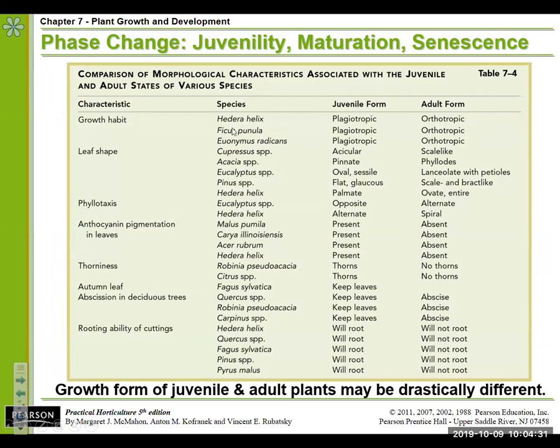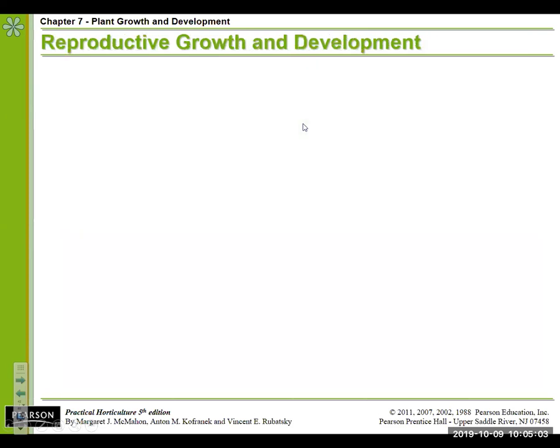Here's just a table looking at how these different growth forms change in different species of plants. And here we're looking at, for instance, in a couple of these, the first three, the growth habit there, that word plagiotropic versus orthotropic, that's just looking at how it grows vertically or horizontally. They start off growing horizontally and then they grow vertically. So just an example here of how these plants change throughout time and maturity.